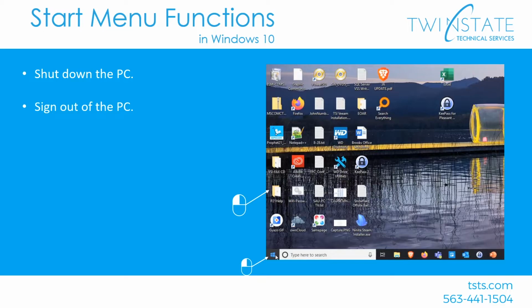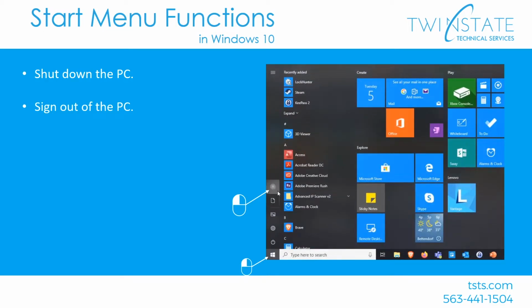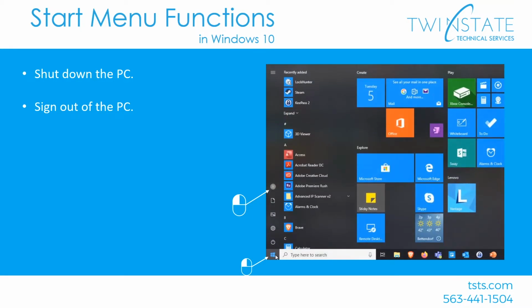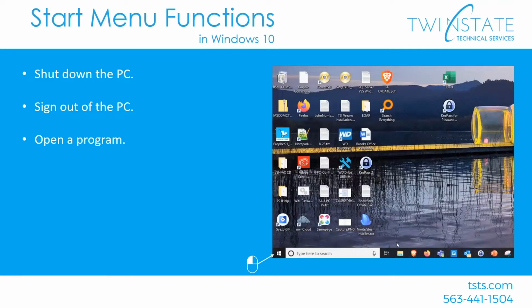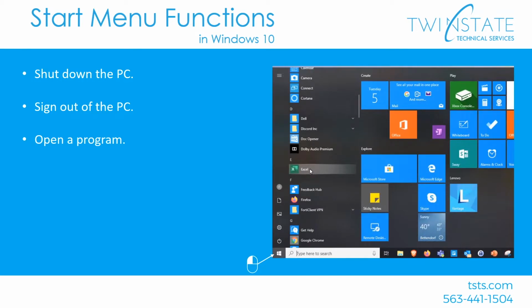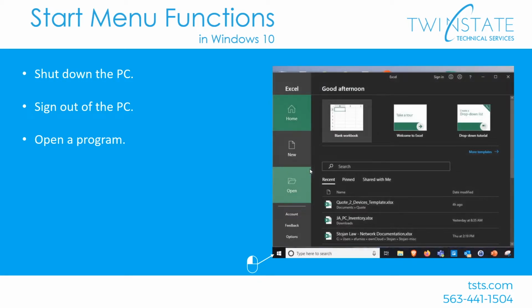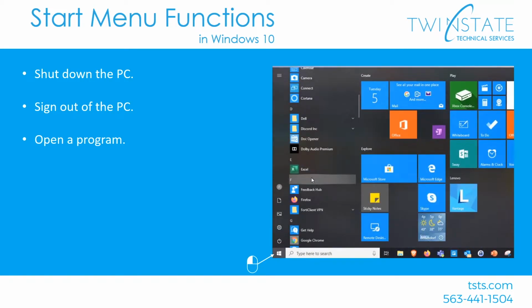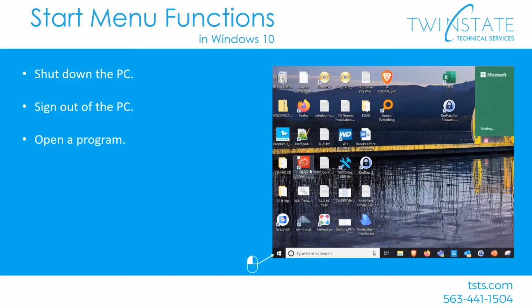Next up is signing out of the PC. If you left-click on the Start menu button, you will notice a person icon at the top of the left-hand menu. Left-click, and then click Sign Out. From the Start menu, like we noticed earlier, you can open many different programs. To do this, just left-click on the Start menu, scroll through, find the program that you'd like, and left-click, and it will open.